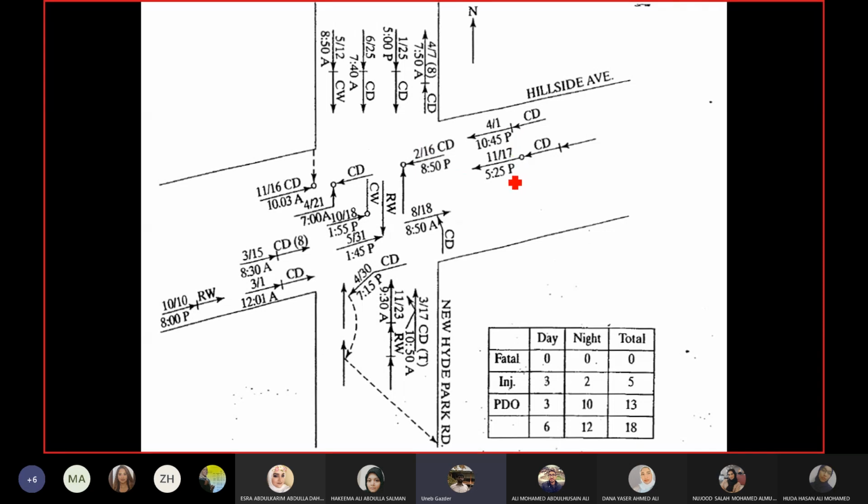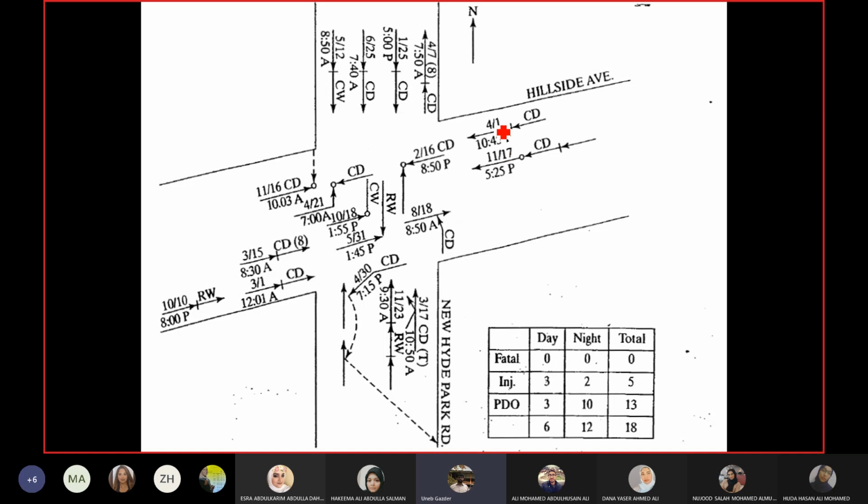Now you see with time they have written P and A. So P means PM, A means AM. Again, this is optional. Maybe you are using a 24-hour clock. So 5:25 PM will be 17:25, right? Instead of PM we may use this. So these things are optional, they are not in a standard format. You can have your own format.